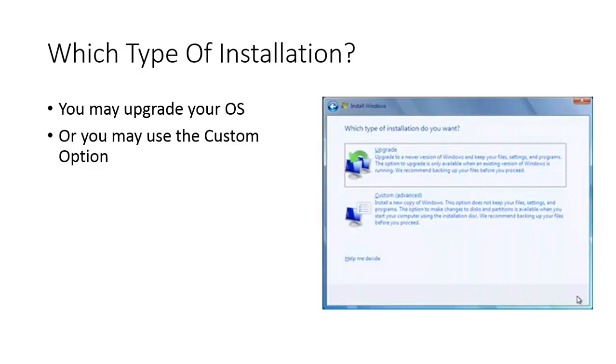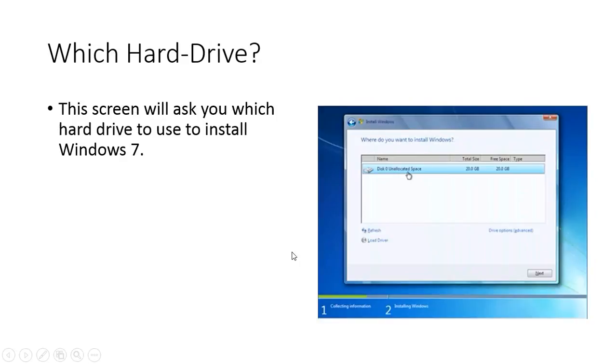As from Windows Vista, you may press the upgrade button and you can upgrade to Windows 7. So you may upgrade your OS. I was about to say Apple's iOS. Or you may use the custom option. I mean, that means that you're just installing on a new computer and you're not, of course, upgrading it.